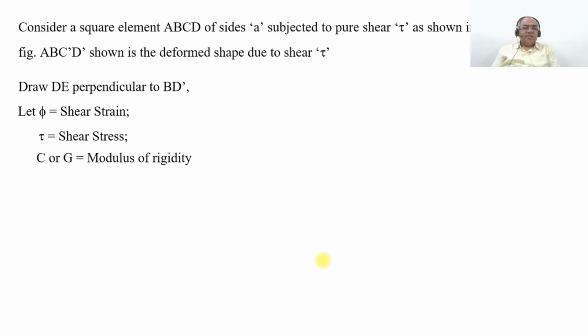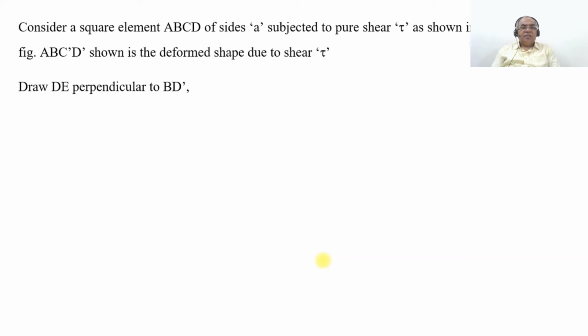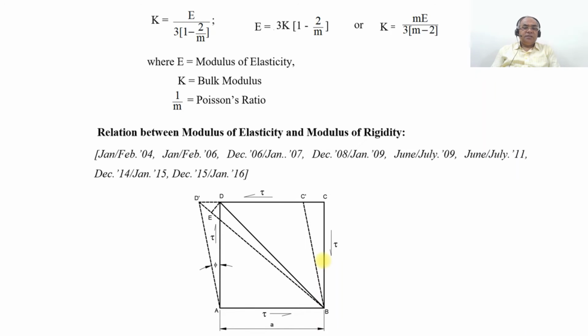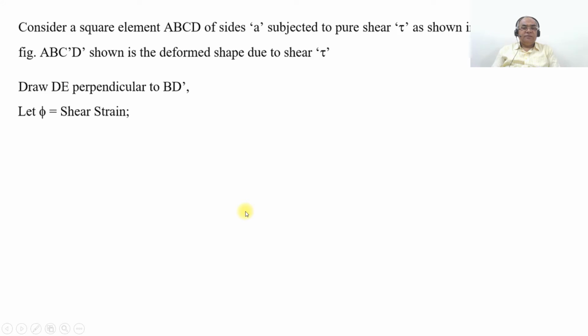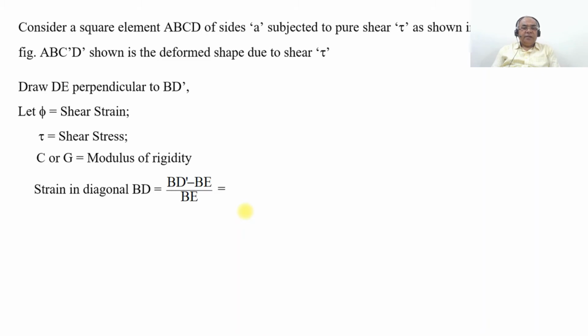Now tau is the shear stress and C or G is the modulus of rigidity. What is the strain in the diagonal BD? That is BD dash minus BE by BE. So the strain in the diagonal BD will be equal to BD dash by BD. Since we have drawn the perpendicular here, BD will be equal to BE. So that is what we are going to substitute there.